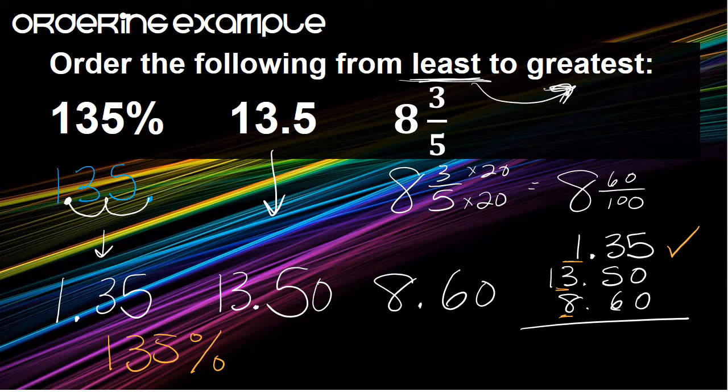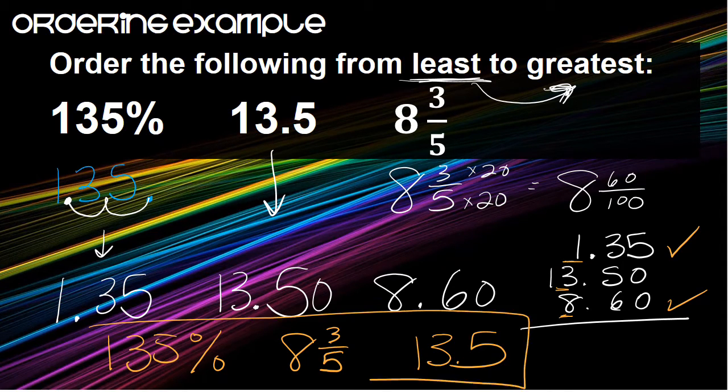I'm going to check that off, know that I did that one. My next smallest is 8 60/100, and that one was 8 3/5 using the original format. Let's check that off, and look what I have here. I have one left. So in my original form, I have 13 5/10. And so when we follow the steps, we order these from least to greatest.